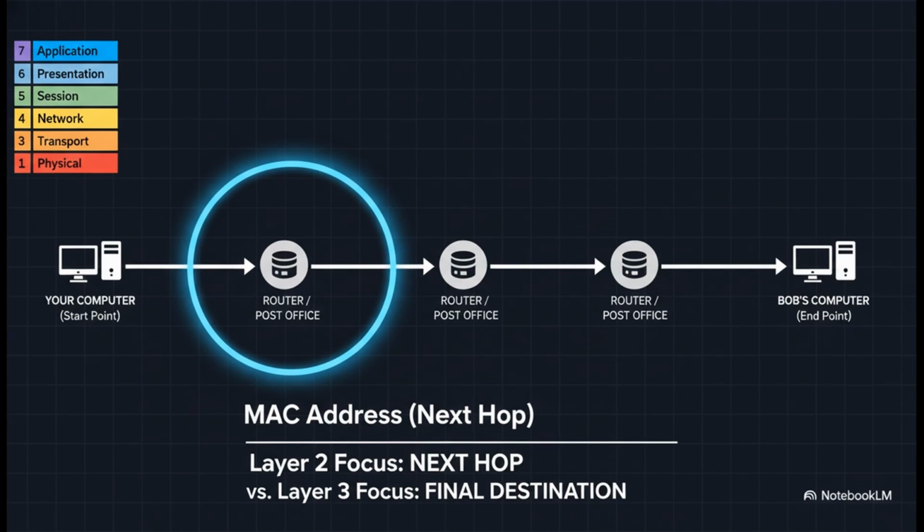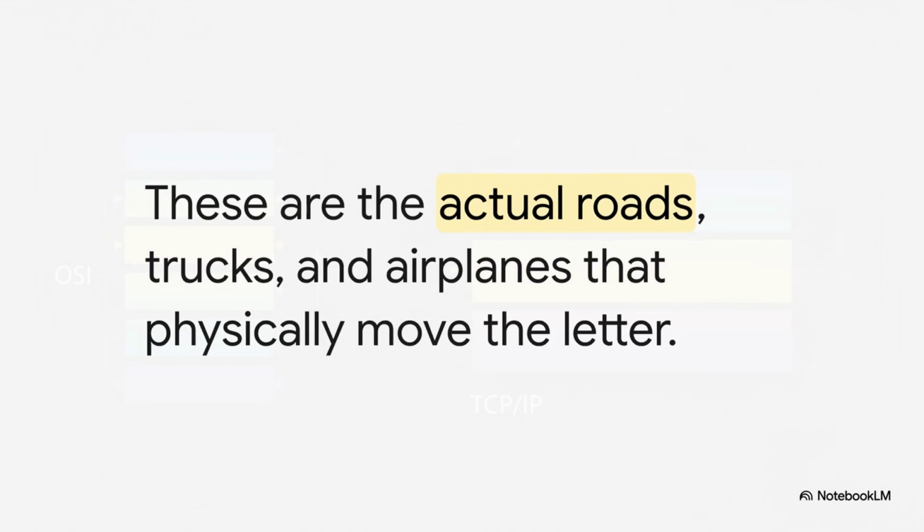Now, this is a subtle but super important distinction. Layer 2, the data link layer, does not care about Bob's house. It only cares about the very next hop. That's it. This layer handles local delivery from one device to the very next one using MAC addresses.